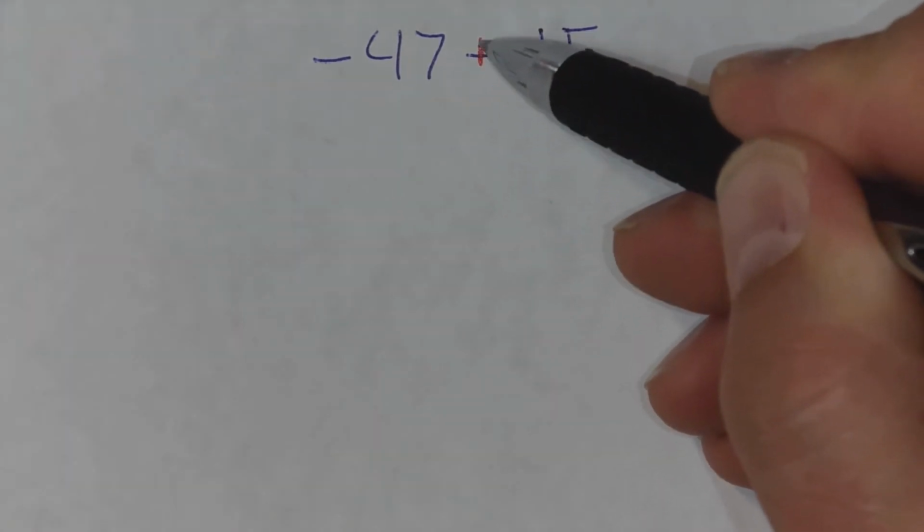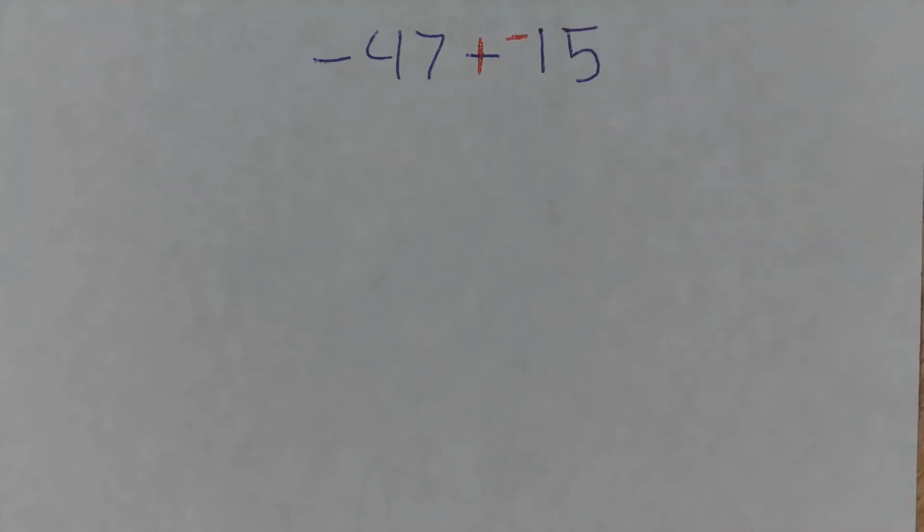Now if I have two numbers that look like this, negative 47 minus 15, I am now going to have a negative 47 and a positive 15. I'm going to add the opposite sign. So that was a positive 15. Now I'm going to change it to a negative 15.